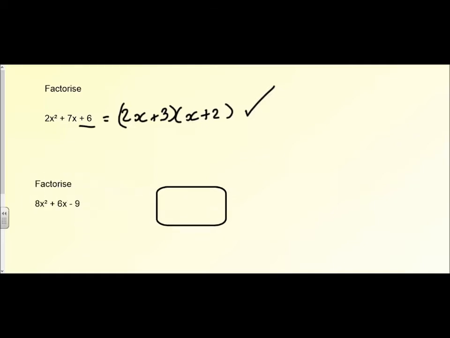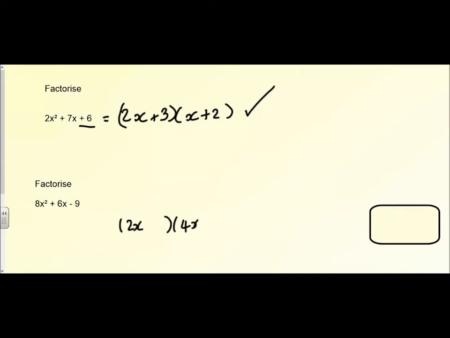And this one's a little bit more tricky, and there's a reason for that, in that the number of x squareds that we've got here is 8. Why does it make it more difficult? Well, if you just think about what's going to happen when you put it into brackets, there's going to be different combinations. You could have at the start there 2x times by 4x. You could have 8x times by x. So you've already doubled up the number of combinations that you need to check there.